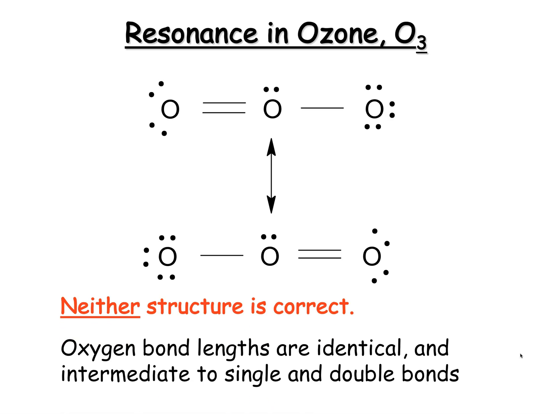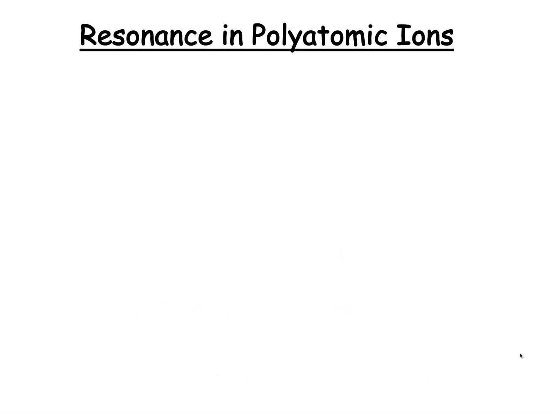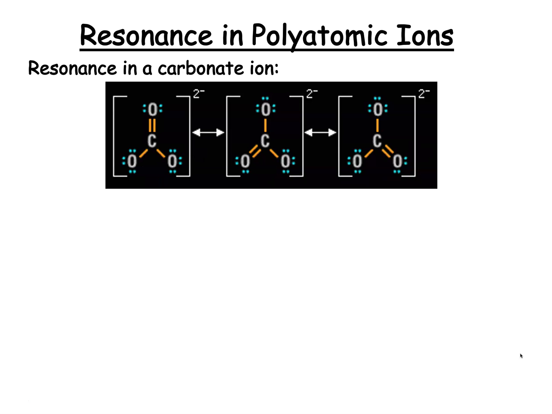Technically, individually, neither structure is correct. Sometimes they will draw both of these oxygen bonds with a solid line and then a dashed line above it. You don't have to do it. Don't worry about that part. All you guys need to do is just draw the dot structure. All right, when we get into polyatomic ions, just another example.